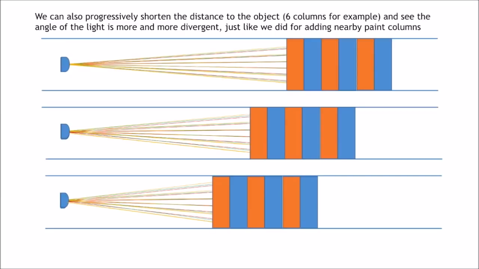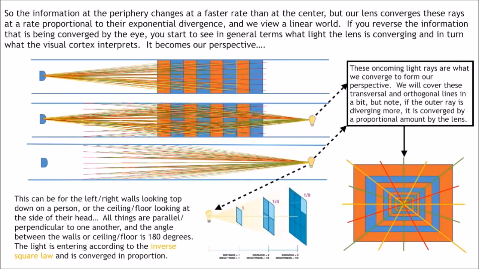We can also progressively shorten the distance to the object. Again, we've now put multiple rows of paint along our corridor, 6 of them for example, and we can move them progressively closer or farther. And you see that the angle of light is more and more divergent as it gets closer, just like we did for adding the nearby paint columns earlier. So the information at the periphery changes at a faster rate than at the center, but our lens converges these rays at a rate proportional to their exponential divergence, and we view a linear world.